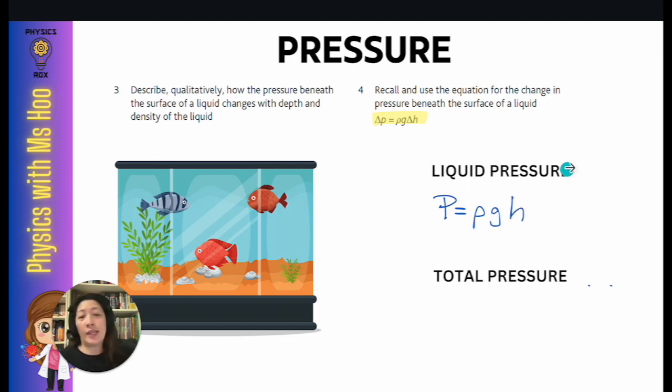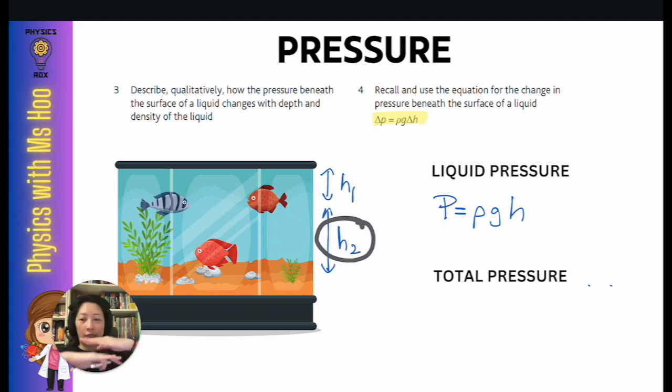So for example, if we needed to calculate the pressure acting on this fish, it would be this h. So remember, h is depth, not height. Because some students think, oh, h represents height. So some students may mistakenly take this value of h because to them, h is from the surface up. So this is wrong. You don't take that value. You take h1 because pressure of a liquid is due to the weight of the liquid acting on that object. So the correct one to take would be h1.